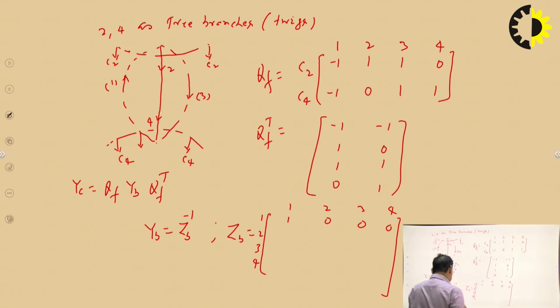Now come to the branch number 2. Branch number 2 has no coupling with 1, so it is 0. The self impedance of branch 2 is 3s, so here it is 3s. Now it is coupling with 3, so this is 1s, this is s.